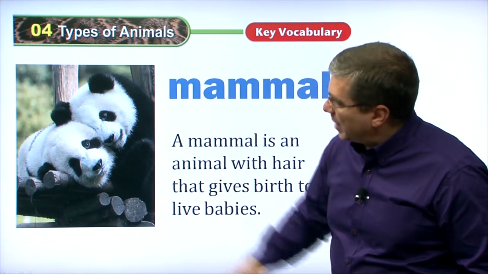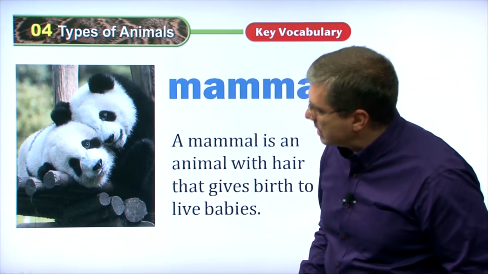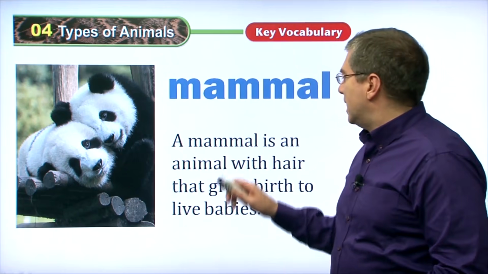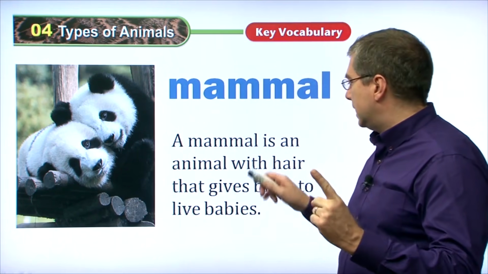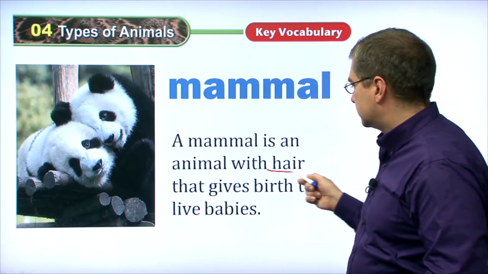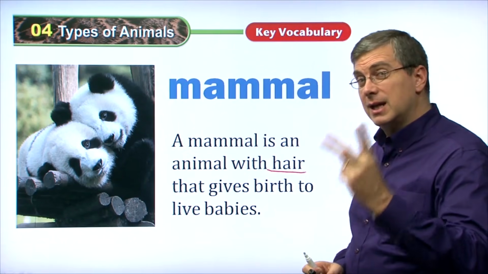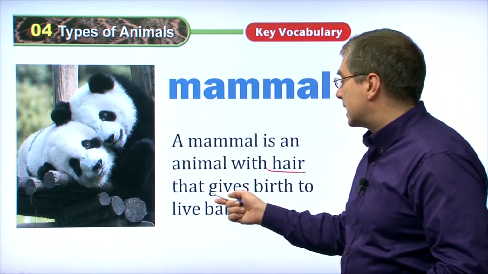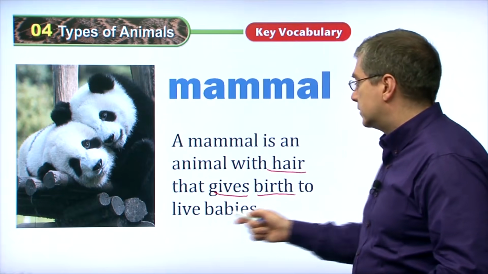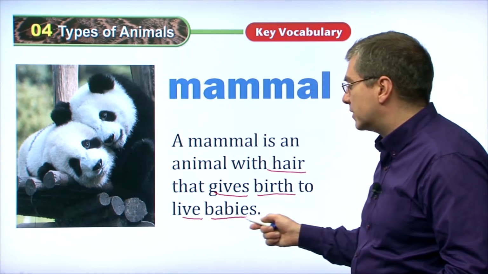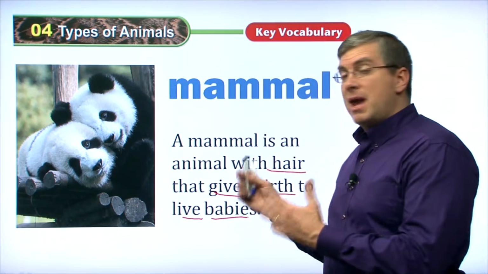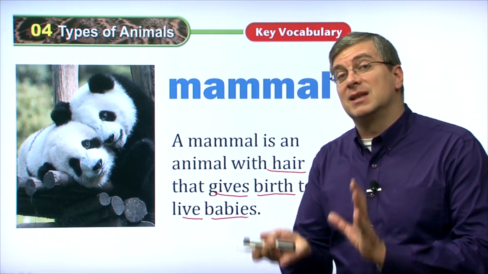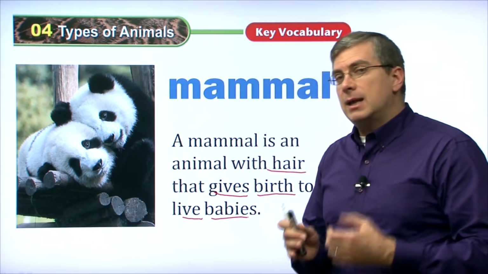Okay, well, these two panda bears, I don't think either one of them is a baby, but a mammal has 2 distinctive characteristics. One, it has hair. That's the first characteristic. The second characteristic, gives birth to live babies. What does it mean, live babies? In other words, when a mammal gives birth, the baby is alive. It's moving. It's not like an egg.